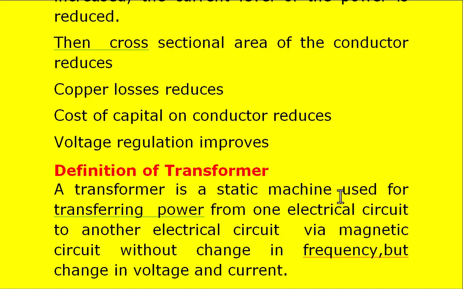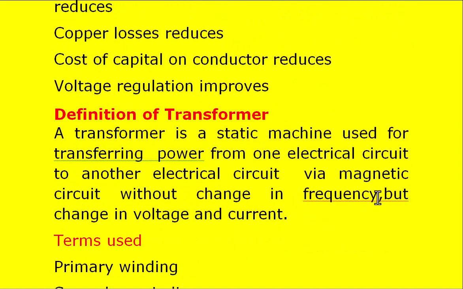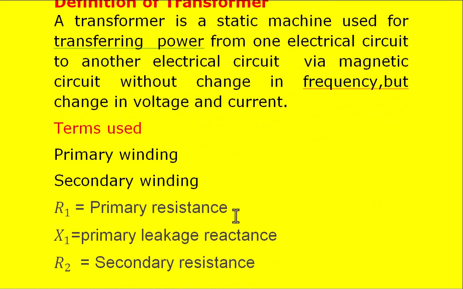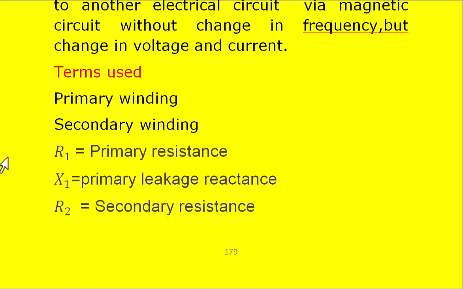Then what is the definition of transformer? Transformer is a static device or an electrical machine which is used for transferring electrical power from one electrical circuit to another electrical circuit via magnetic circuit without change in supply frequency but change in voltage and current.